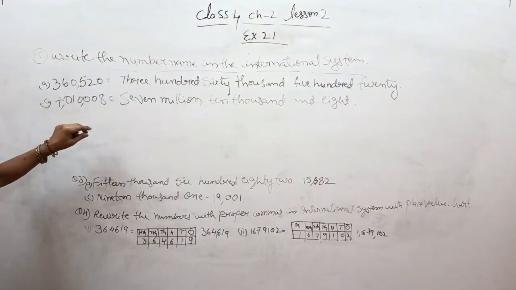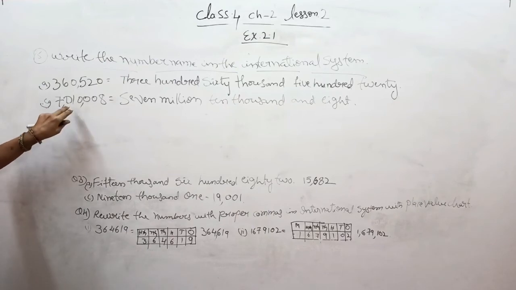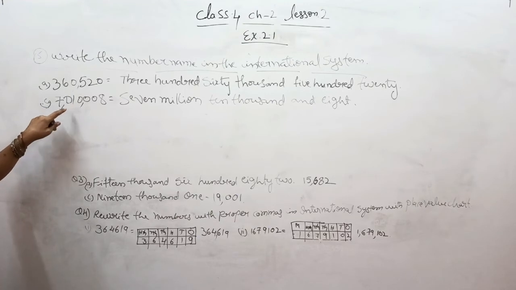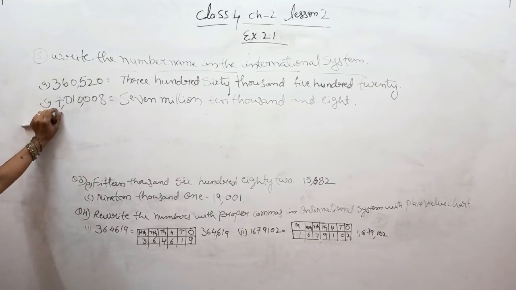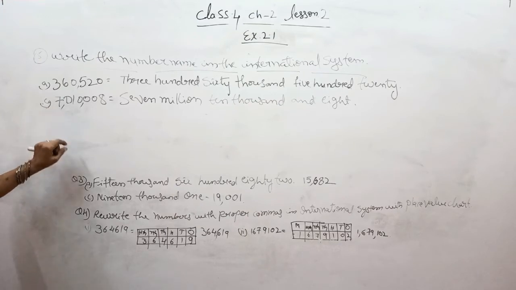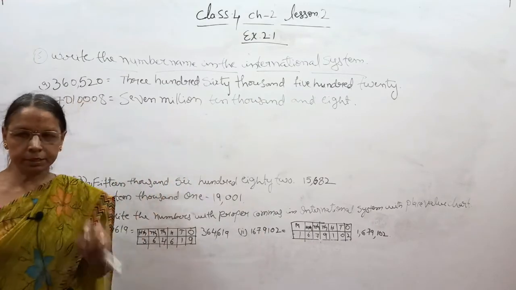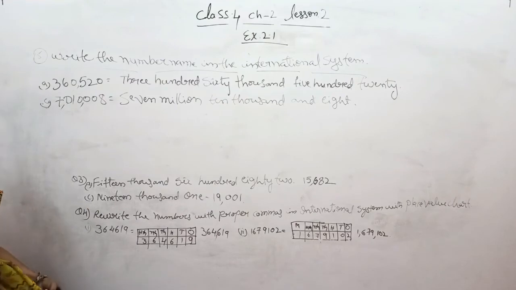Because in the international system we place commas between every 3 digits. After thousands it will come millions, and in the Indian system it comes after 2 digits, lakh. That's why here we write million, and in the Indian system it will be changed by 2 digits. Like this we have to write the numbers in words in the international system.